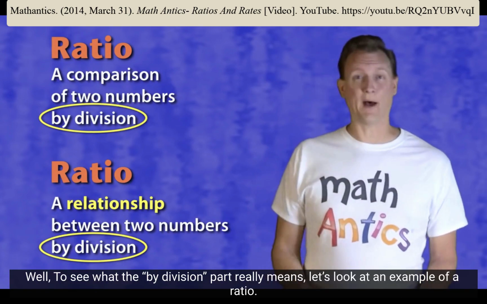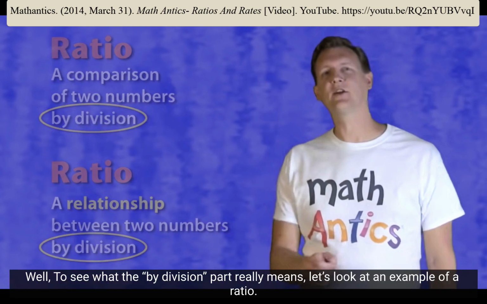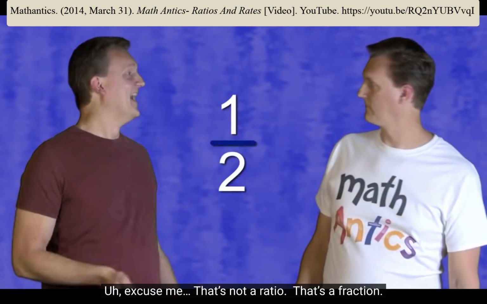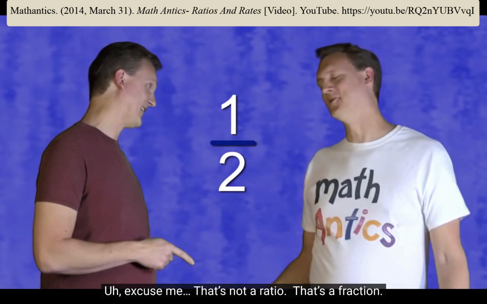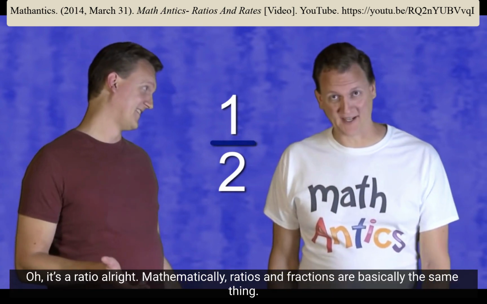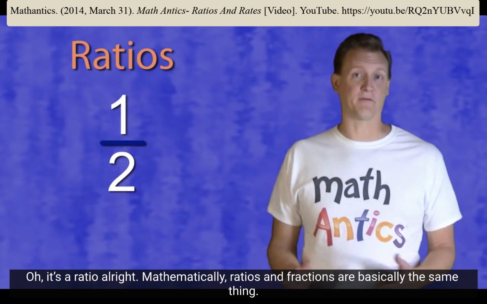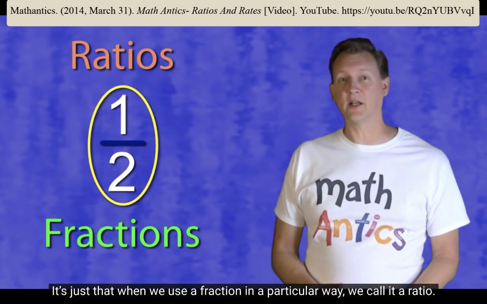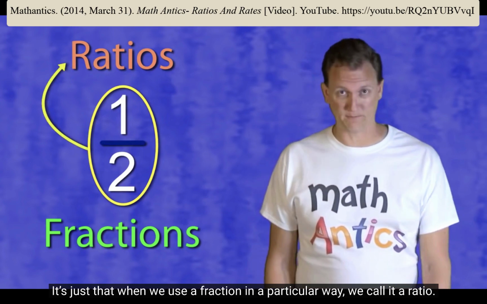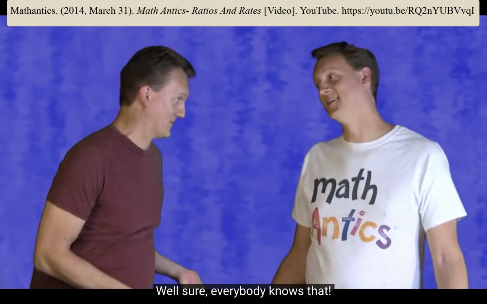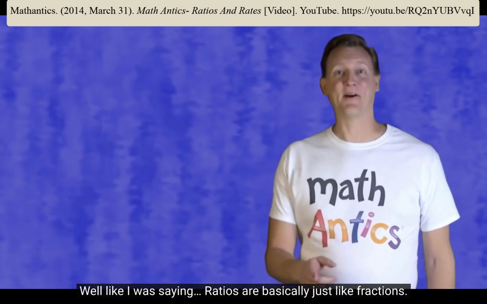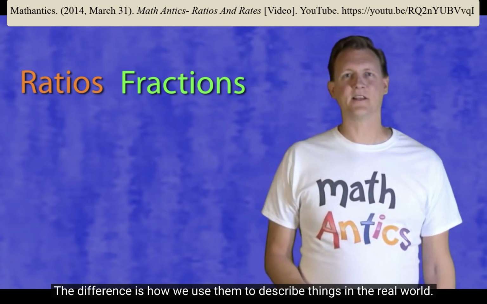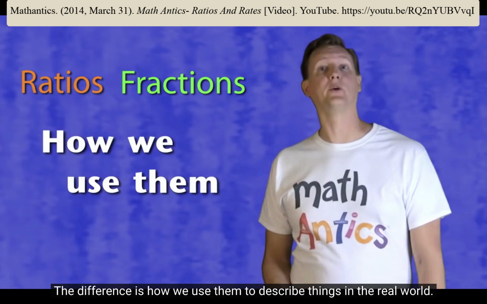Well, to see what the by division part really means, let's look at an example of a ratio. Excuse me, that's not a ratio, that's a fraction. Oh, it's a ratio all right. Mathematically, ratios and fractions are basically the same thing. It's just that when we use a fraction in a particular way, we call it a ratio. Well, sure, everybody knows that. Well, like I was saying, ratios are basically just like fractions. The difference is how we use them to describe things in the real world.